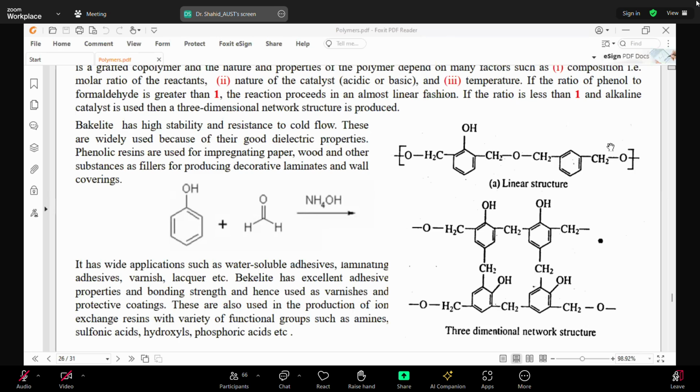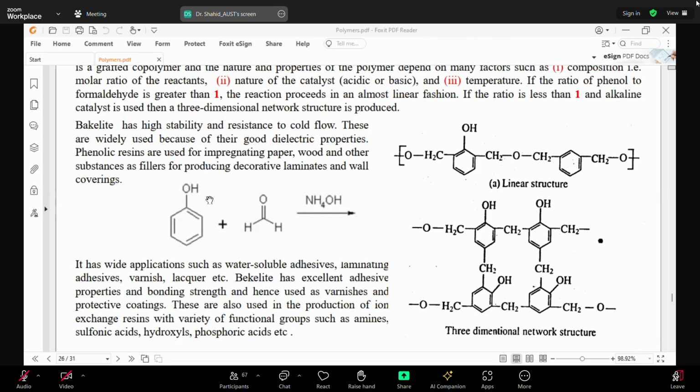So can you understand the speech? If the ratio of phenol to formaldehyde is greater than 1, then the reaction proceeds in almost linear fashion. But if the ratio is less than 1 and an alkaline catalyst is used, then a 3-dimensional network structure is produced. So the first one is a linear structure, the second one is a 3-dimensional network structure. This is a very complex structure. So it depends on the reactant ratio.